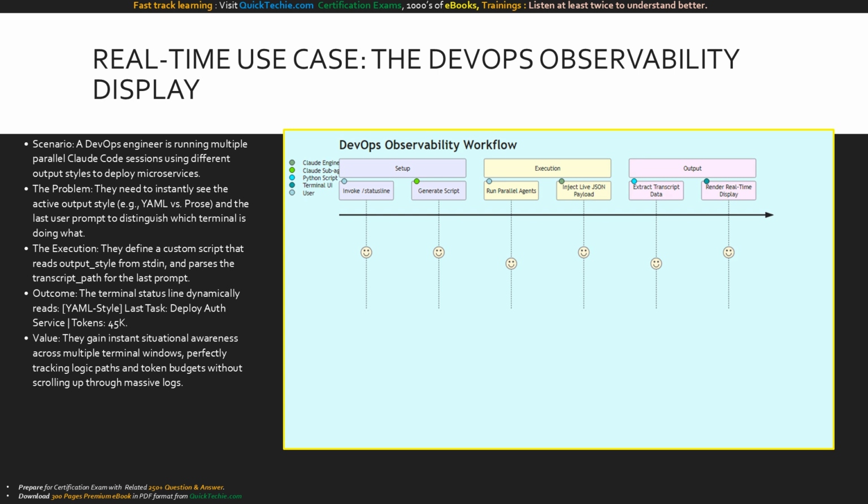The value here is immense. The engineer gains instant, at-a-glance situational awareness across all their workspaces, tracking exact logic paths and monitoring token budgets perfectly without ever breaking their flow.